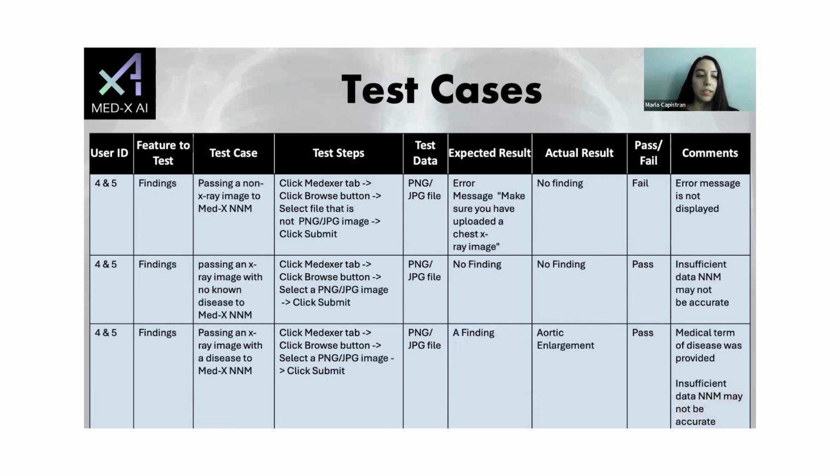Next, we have test cases in which we test the findings feature, in which we pass an X-ray image with a disease to MedX through the neural network model. If the image is supported, then we expect either a no finding or a finding, and if it has a finding, it will give a medical term for it. In this case, the actual result was aortic enlargement. We have passed these test cases, but it is to be noted that we have insufficient data with our neural network model, so it may not be accurate.